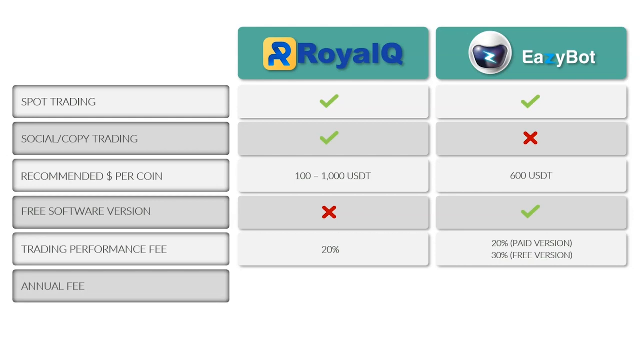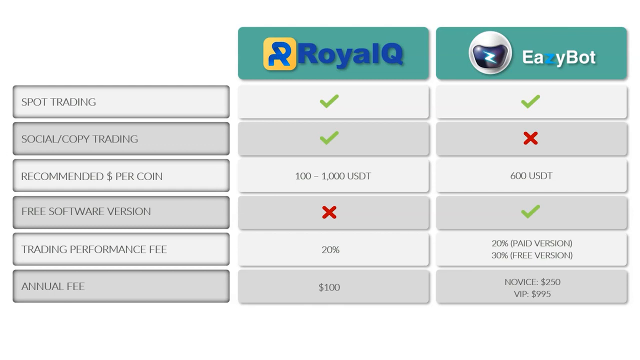The annual software activation fee is $100 for Royal Q, and there's two options with EazyBot. $250 for novice, and for VIP it's $995. Obviously there's a discrepancy there between the price of Royal Q and EazyBot. However, a person can get started for free and always use their trading profits to upgrade if that price point is a concern for them.